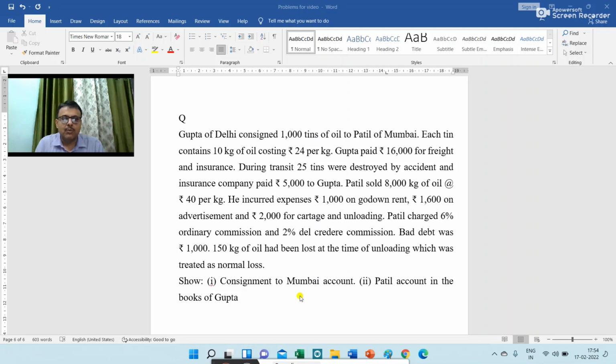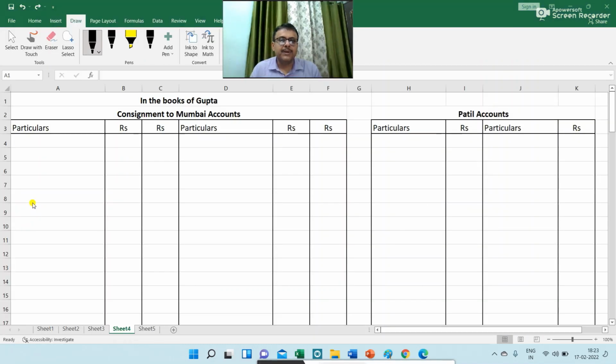So, prepare the consignment to Mumbai account and Patil account in the books of Gupta. I have prepared the structure of the accounts that I have to prepare. First of all, I need to prepare the consignment to Mumbai account and Patil account in the books of the consigner, and the consigner is Mr. Gupta. While preparing these two accounts, I need to calculate the value of abnormal loss or the value of stock. Those things I will be doing in the workings.